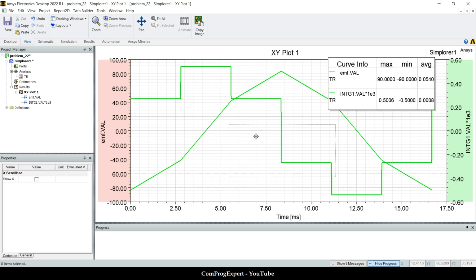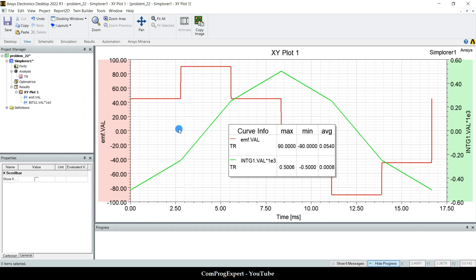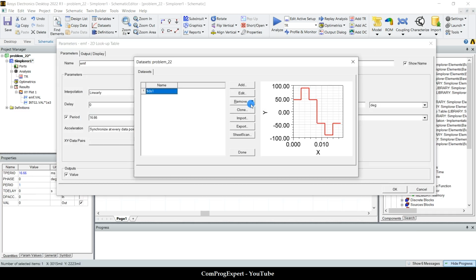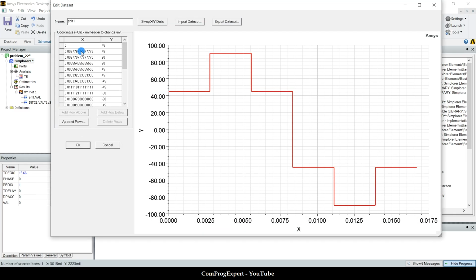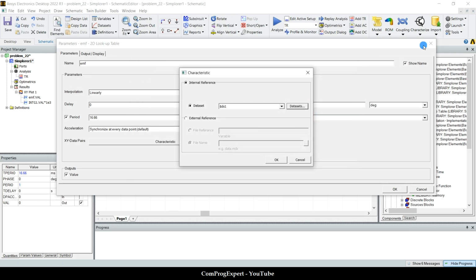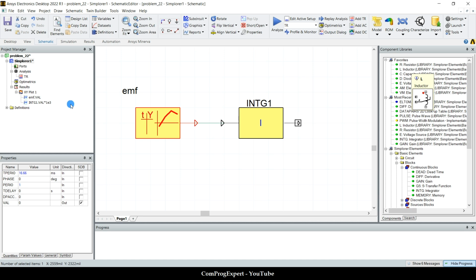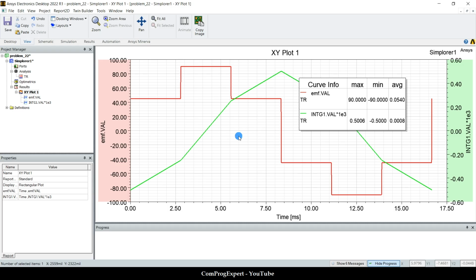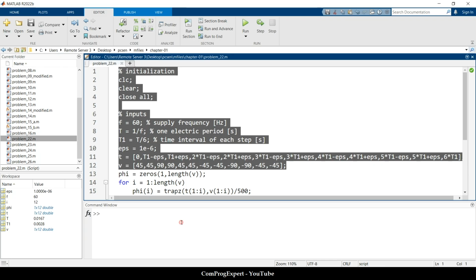Perfect. This is how we can use the ANSYS Maxwell software and how we should do the settings. When we define this data set, we should consider epsilon to define this graph, and we can use the integrator to generate these two waveforms. We can also solve this problem in MATLAB.